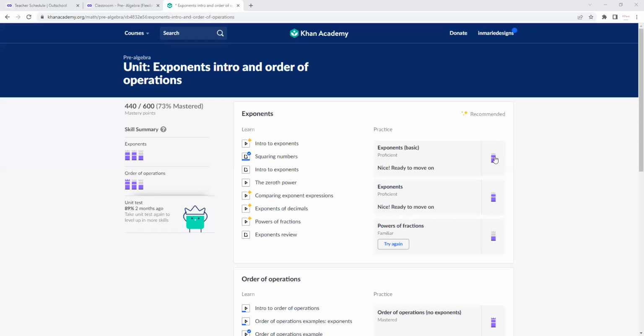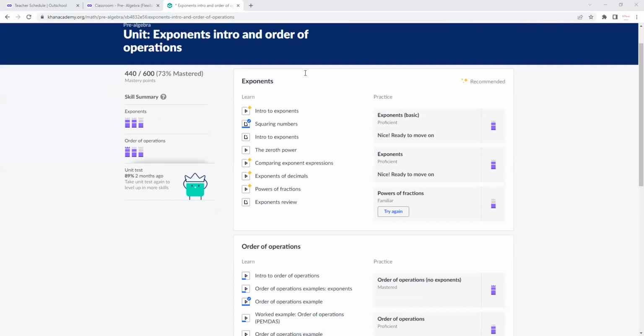So now we're getting into the exponents intro and order of operations unit. Order of operations is a certain order you will go in when doing your math problems. And this is what you learn in pre-algebra, because when you go to algebra 1 or algebra 2, whenever you're doing algebra, basically you're going to continue to use this order.